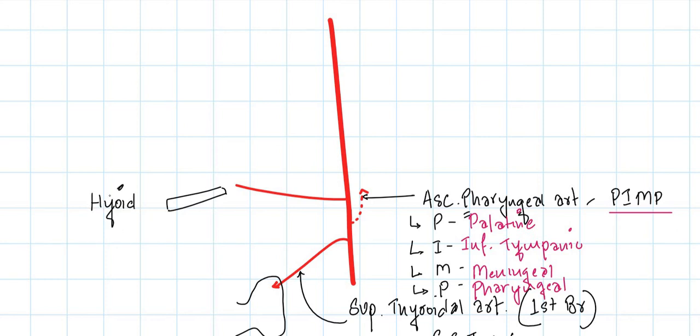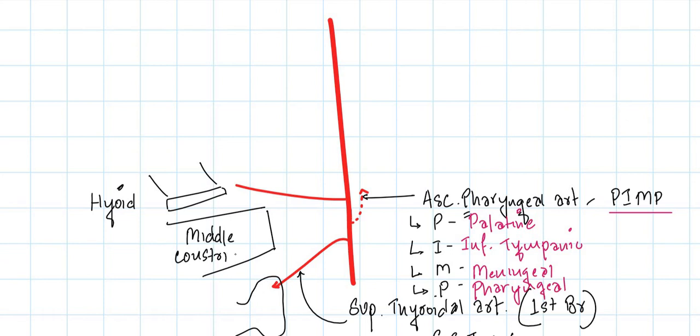This is called the hyoid bone. Now from the hyoid, there's a muscle right here. The name of this muscle is hyoglossus, and there's a muscle which is right here. The name of this muscle is middle constrictor.